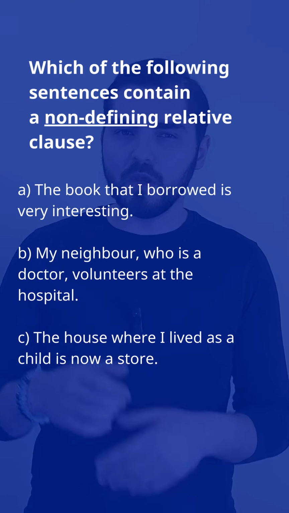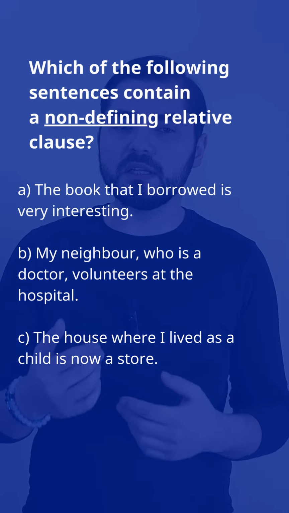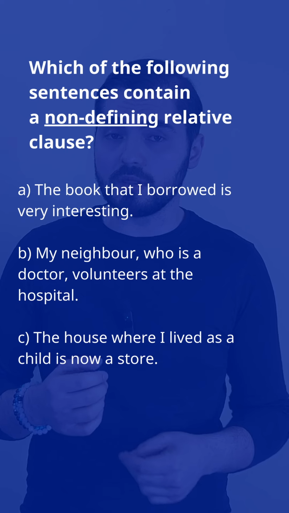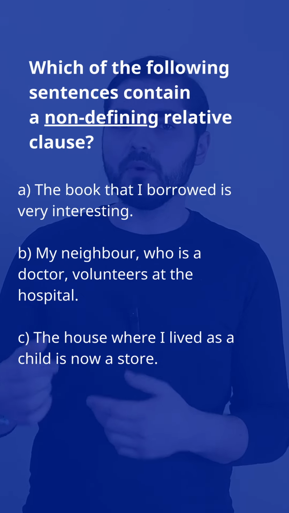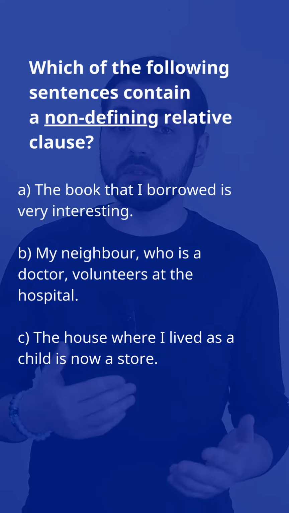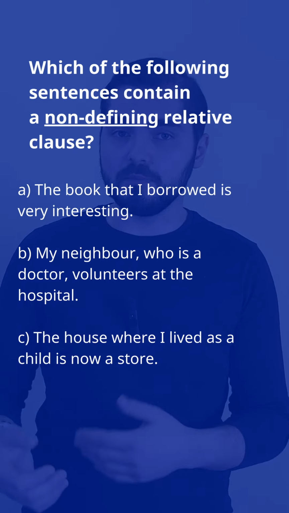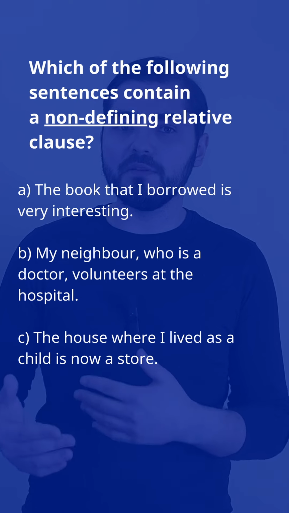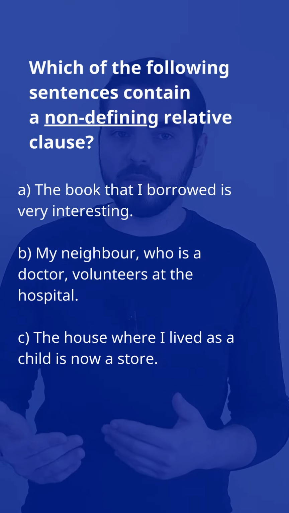Now task number 2. Which of the following sentences contain a non-defining relative clause? A. The book that I borrowed is very interesting. B. My neighbor, who is a doctor, volunteers at the hospital. C. The house where I lived as a child is now a store.